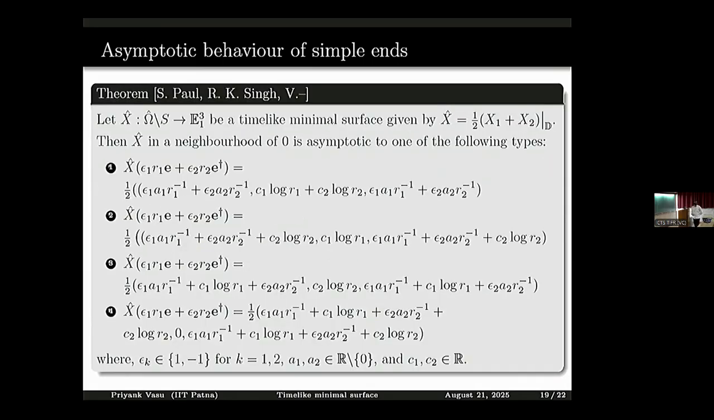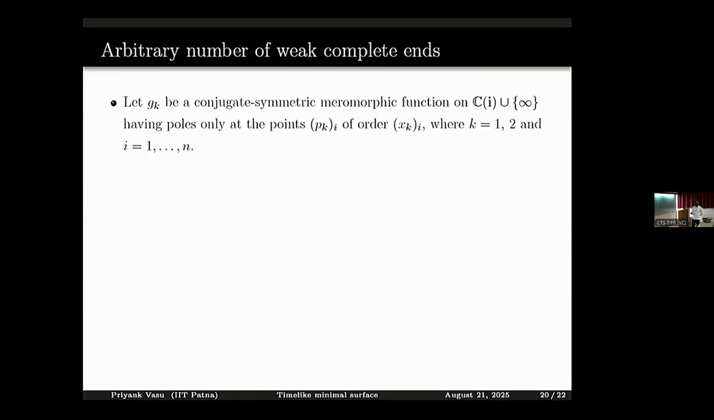So this is the theorem we reach for time-like minimal surfaces with simple ends, and these are the 4 types of simple ends it can have. Now, as the title of this talk suggests, we are ready to define an arbitrary number of weak complete ends. The construction we will follow step by step.